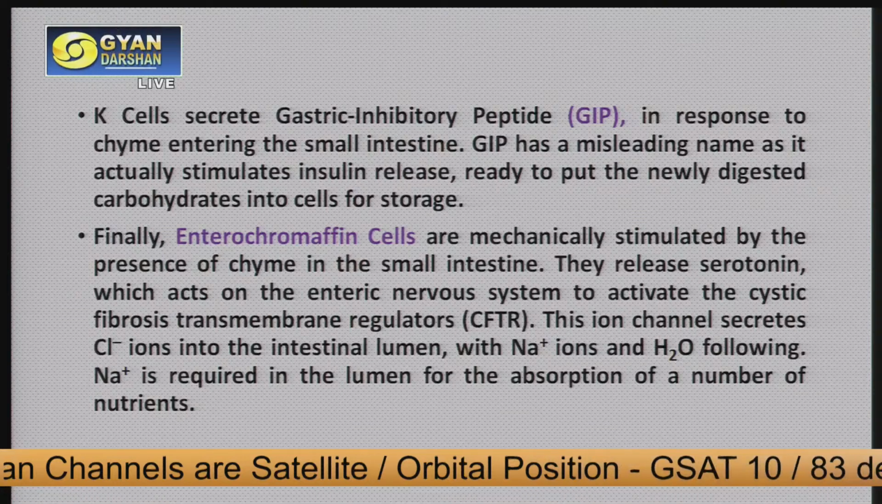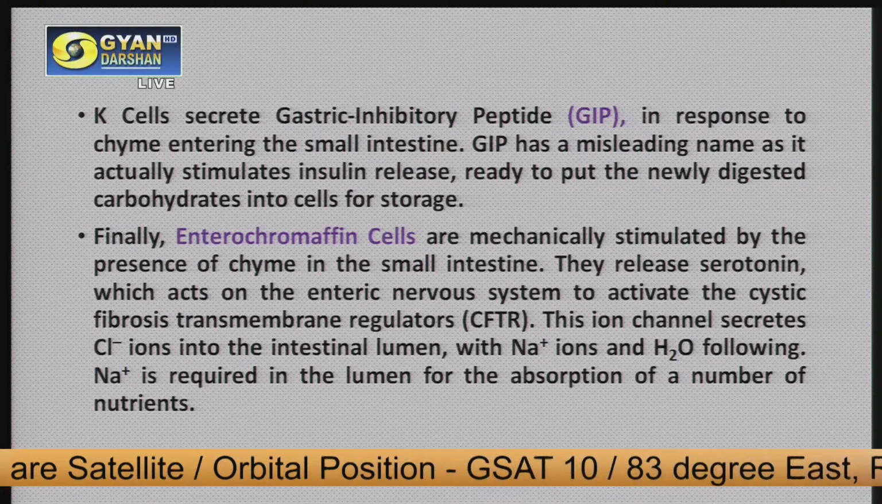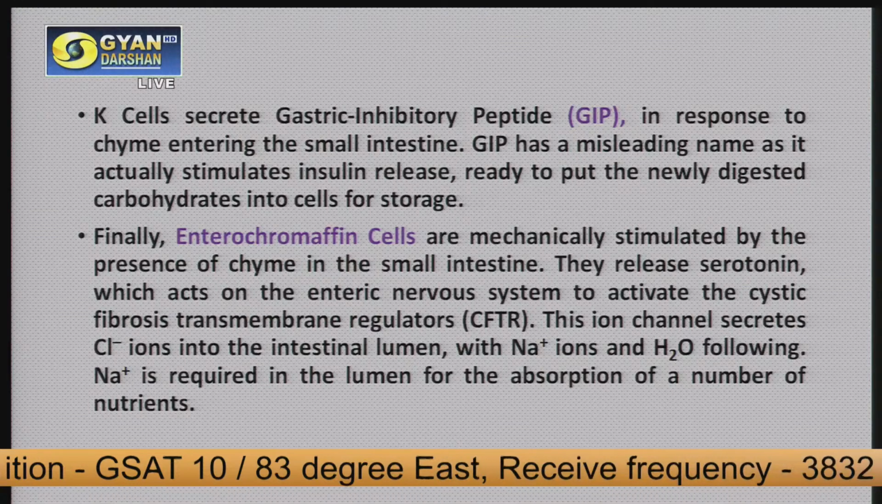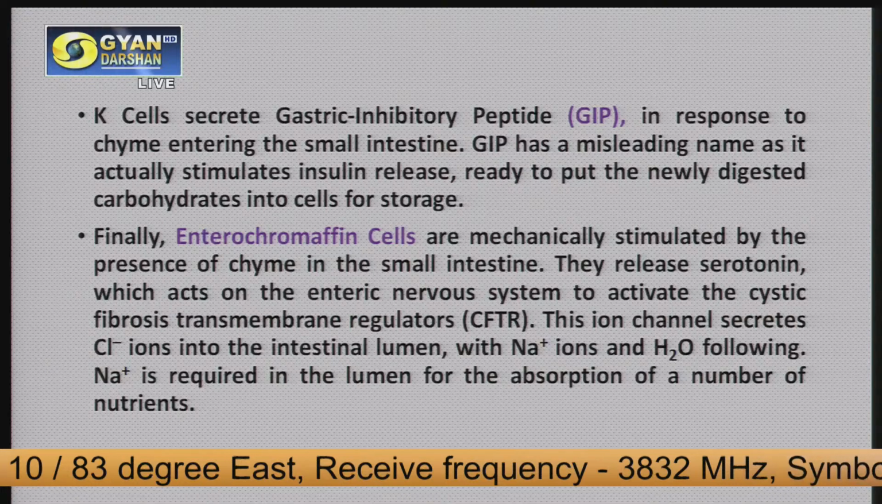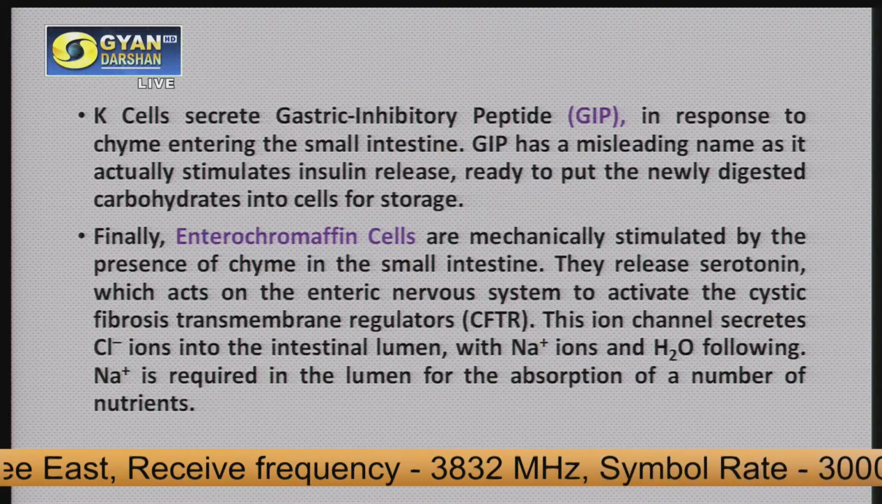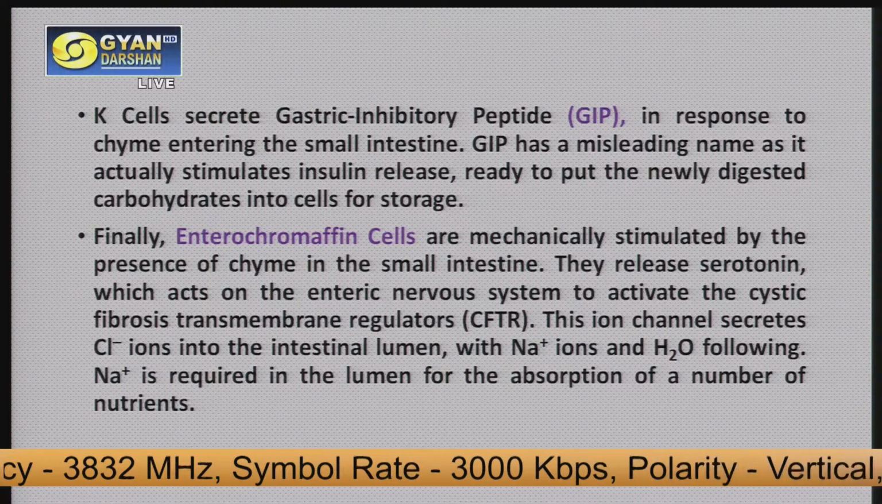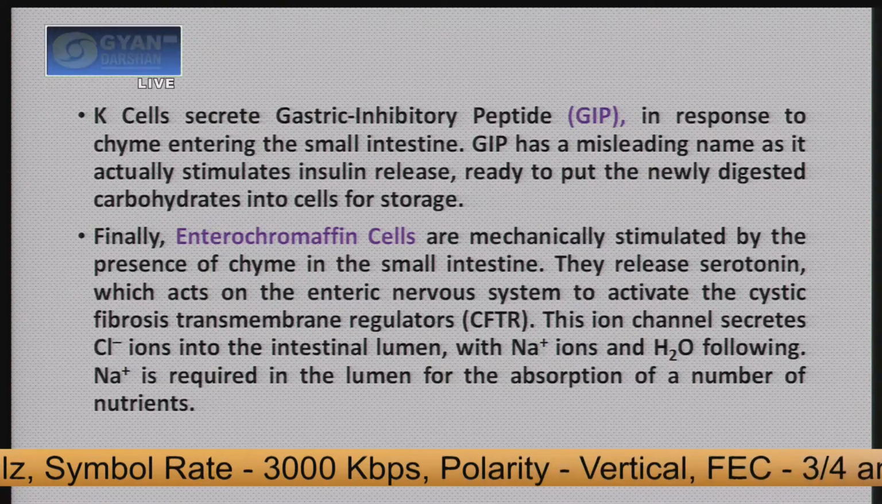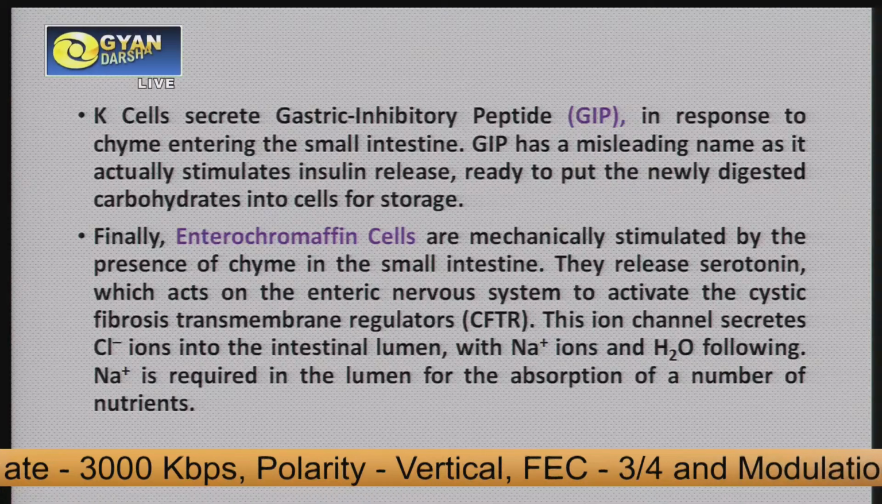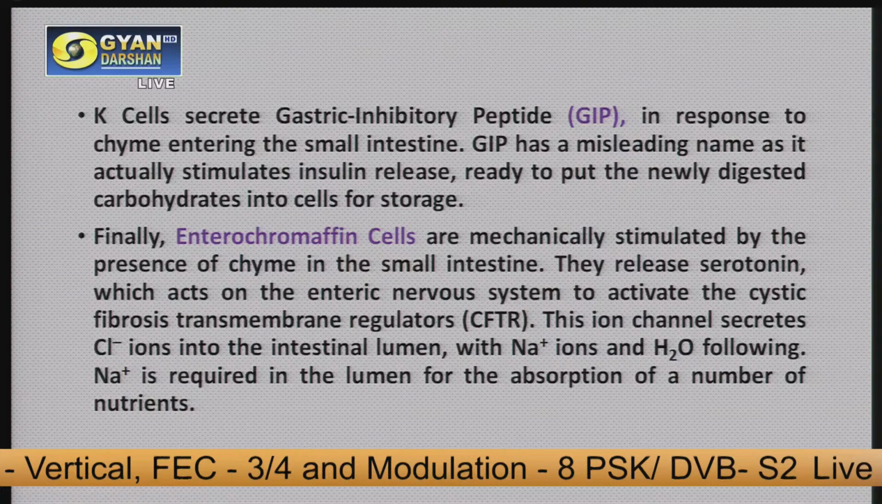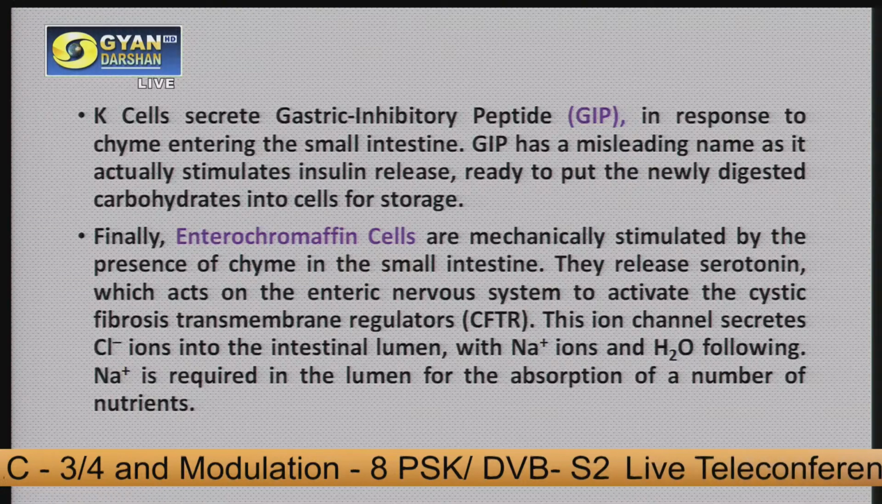small intestine. They release serotonin, which acts on the enteric nervous system to activate the cystic fibrosis transmembrane regulator, or CFTR. This channel secretes chloride ions into the intestinal lumen with sodium ions and water following. Sodium is required in the lumen for the absorption of a number of nutrients.